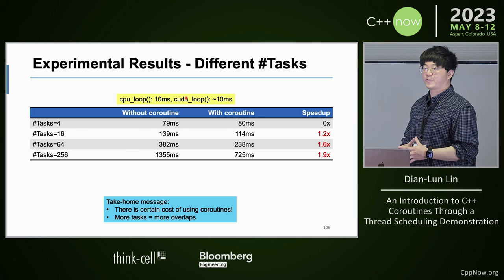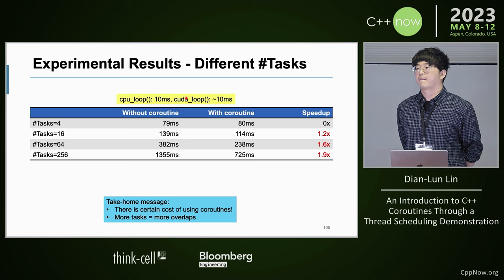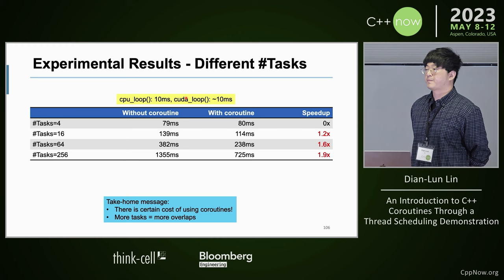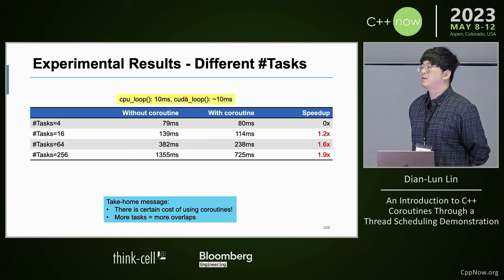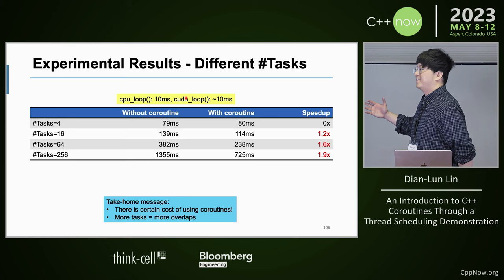Yes? You use the single thread scheduler? I use a multi-thread scheduler. I use 4 threads. Well, without coroutine, you're using a single thread, right? Without coroutine, I still use 4 threads. I have a 4 thread scheduler inside my repo, so you can take a look.